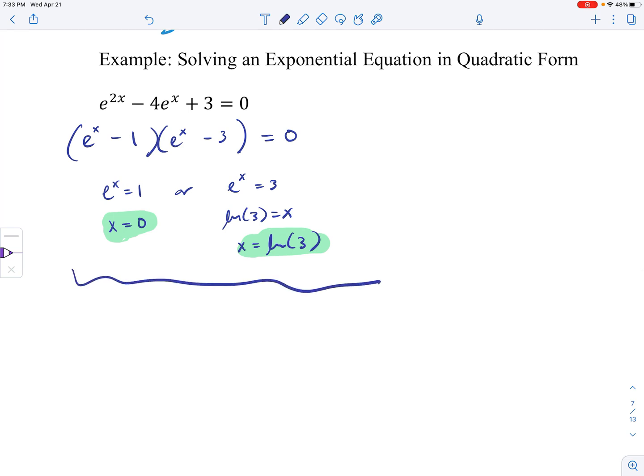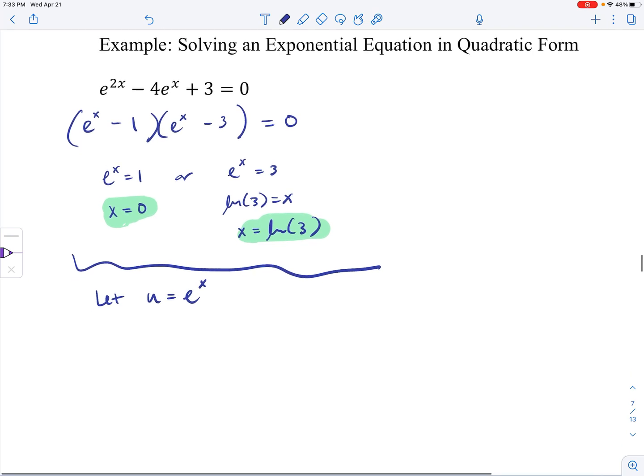Your other option is to do a u substitution. All that does here is make your equation look more like a quadratic equation. So replacing all of the e to the x's with u's, we would have u squared minus 4u plus 3 equals 0. And then just looking at that, maybe that makes more sense to you for factoring, or if you use the quadratic formula. But you would have to substitute the e to the x back in.